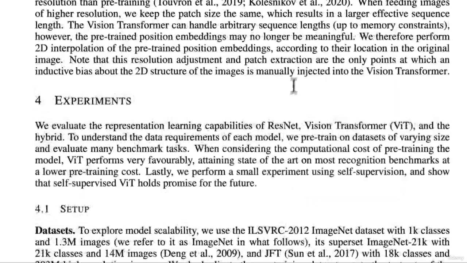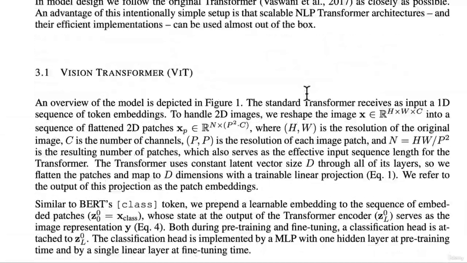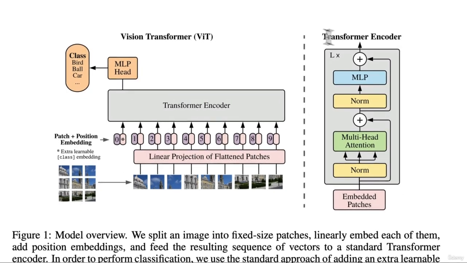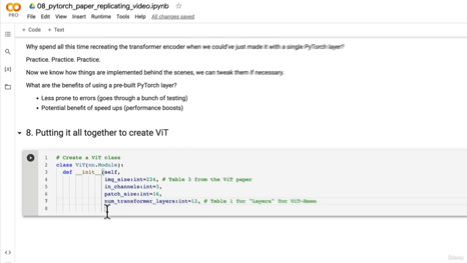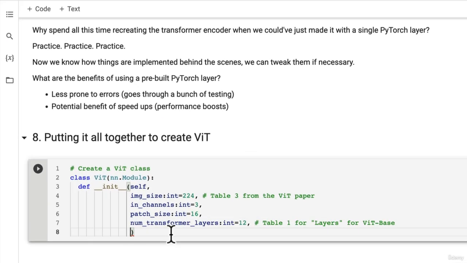So layers refers to the number of transformer encoder blocks. So transformer encoder, we've turned that into a PyTorch code block. So we'll be able to stack on top of each other 12 of these to create the overall architecture. That's what happens inside here. So this goes inside here and gets stacked on top of each other L times. We'll keep going here. What else do we need?